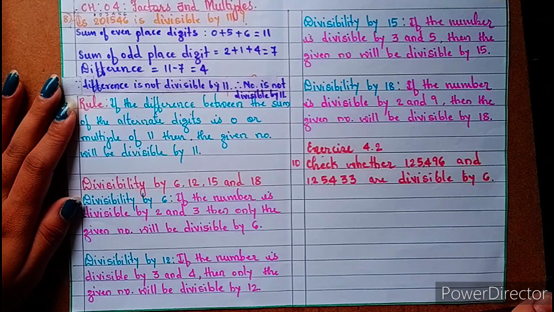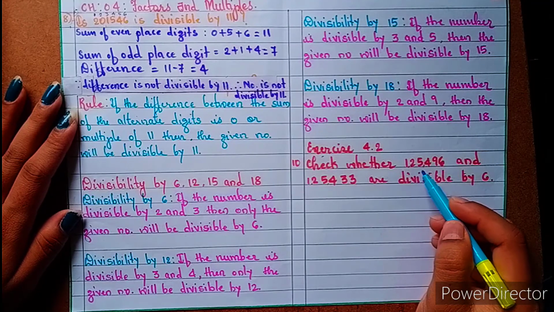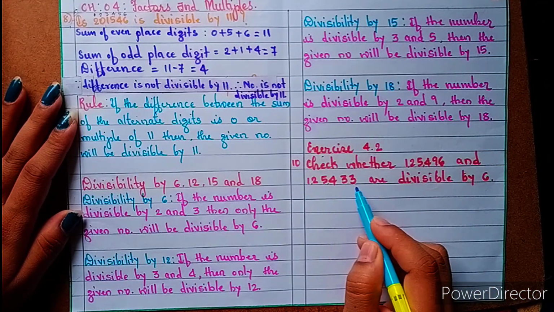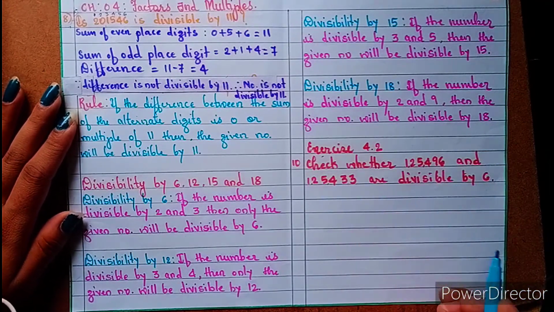Now let's solve the exercise 4.2. Check whether 1,25,496 and 1,25,433 are divisible by 6. So one example I'll solve and the other example you have to solve.